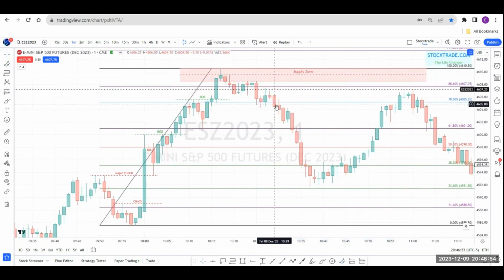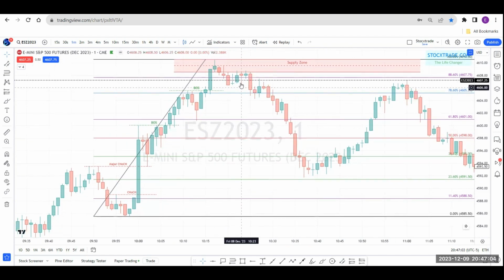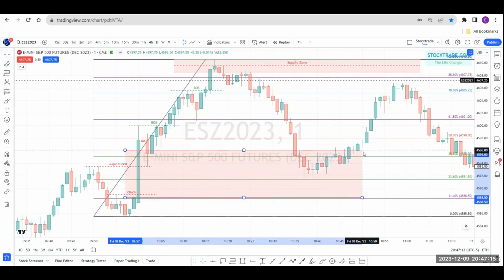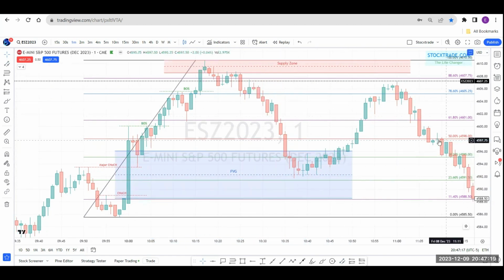Now the market is coming. The time is 10:30. Fair value gap too. Fair value gap, yeah. I'm marking. Okay. Now the price is coming down. This is your fair value gap. Fair value gap in the discounted zone.